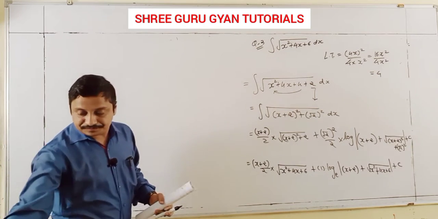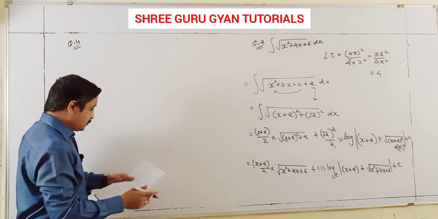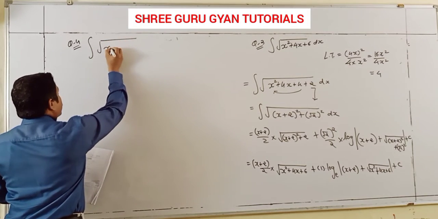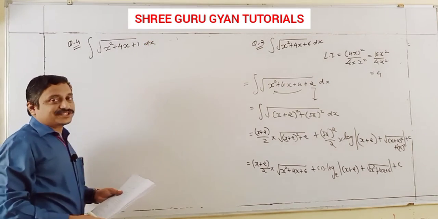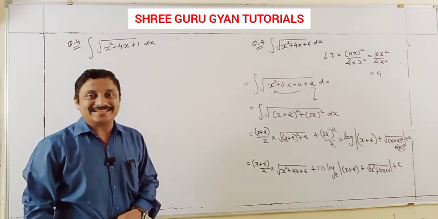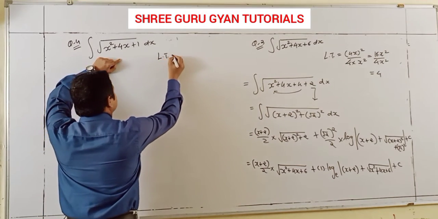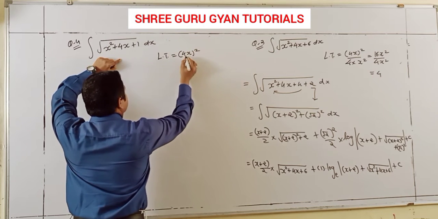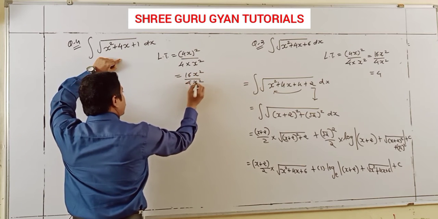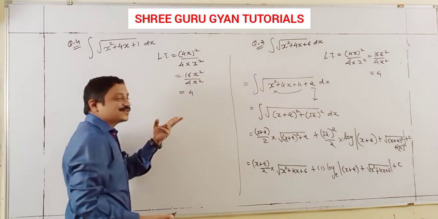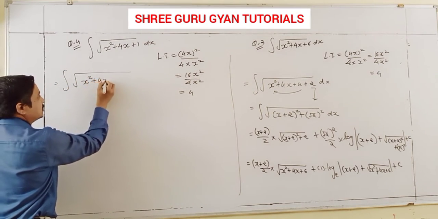So in the 4th one, integration of x square plus 4x plus 1. That also same concept. Going to what? Yes, last term, because x square coefficient is positive. So what's your last term? Midterm square 4 into first term: 16x square by 4x square. Yes, same as the third one. So I just mention my last term is a plus 4.